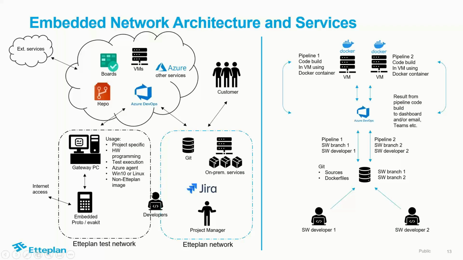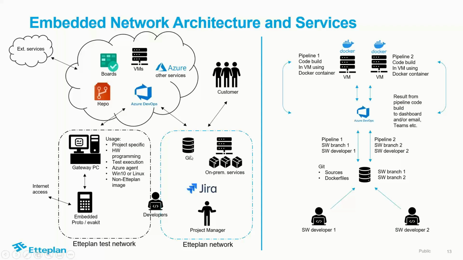And how it really works is that all of our hardware that is under development is connected by a gateway computer. This gateway computer is then combined with our Azure DevOps project, utilizing a small software piece called Azure AD agent, so that we can attach this computer. The gateway computer can be Windows 10 or Linux, an Etteplan-based computer with some operating system running there. And basically with this you can do different kinds of test executions.